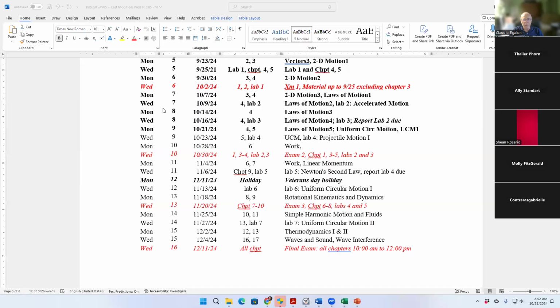Here, that's the syllabus. We are writing here the 21st of October. Laws of motion, planning to finish chapter 4 today and start chapter 5, uniform circular motion.